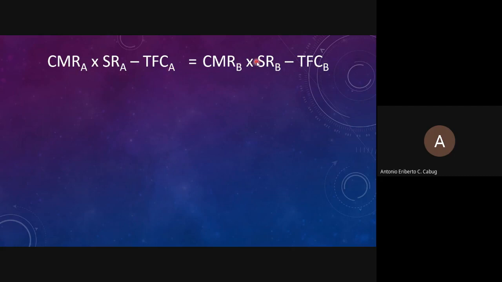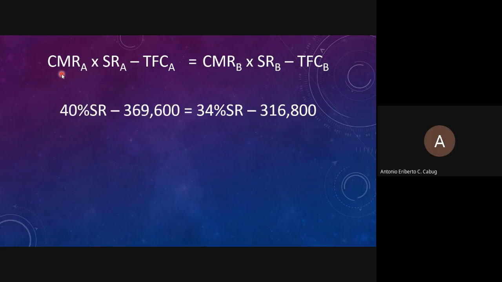These are profit equations. So let's proceed. The CMR of A again is 40% multiplied by the sales revenue minus the fixed cost of 369,600. This should provide the same profit as B, touring. So mountaineering, 40% SR minus 369,600. Touring, 34% SR minus 316,800. Okay? Yun lang. Ganun kadali yung ating calculations.